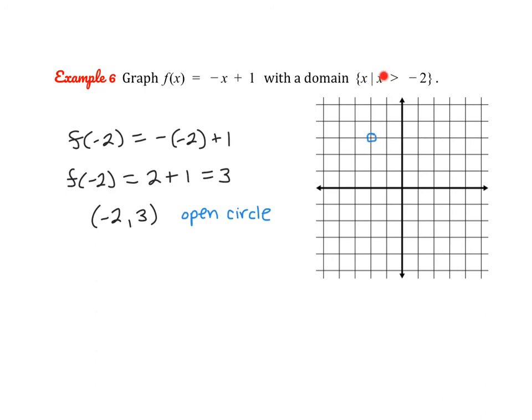Now our domain is simply all x values greater than that. Since we have one point on our graph, we can use our slope and continue our graph infinitely to the right. We see from the equation that our slope is negative 1. We could write that as negative 1 over 1, telling us just to go down 1, right 1. So we can plot a few more points and then just connect the dots, and that's the rest of our graph. So again, that's this linear equation with a domain that has been restricted to everything greater than negative 2.